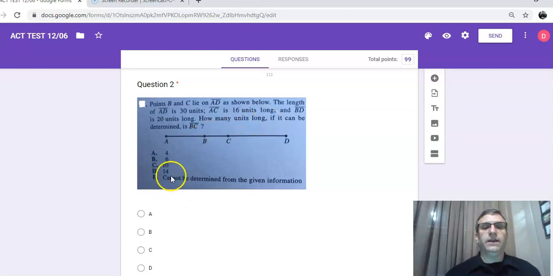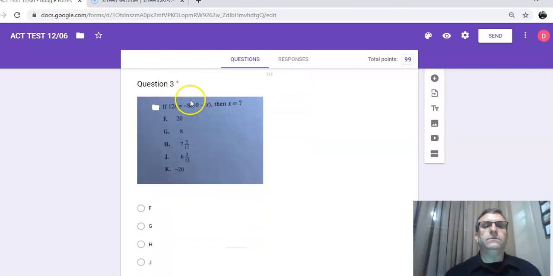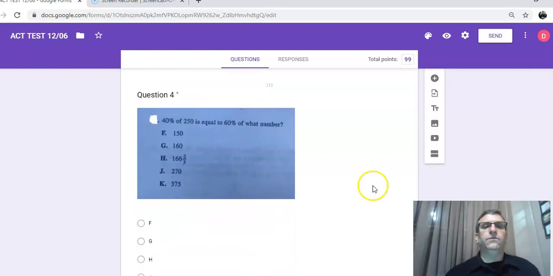I'm going to give you a hint. It's not letter E, so you can solve this. Question 3: distribute, solve for x. Question 4, similar to the one that we saw above, 40% of 250. So 0.40 times 250.